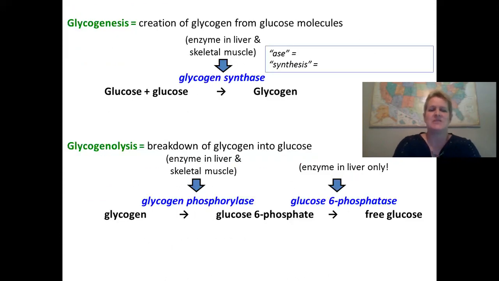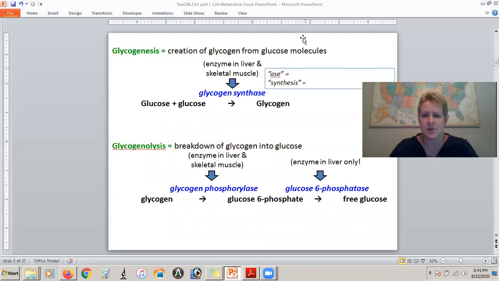Okay, so let's look at glycogen metabolism. Okay, either making glycogen or breaking it down. So glycogenesis, genesis means create, okay? So it's creation of glycogen from glucose. And what you do is you take glucose molecules and you use an enzyme called glycogen synthase that makes those glucose molecules into glycogen. Well, think about this. It ends in ASE. All right, so let's get out of this screen and I will write this down.